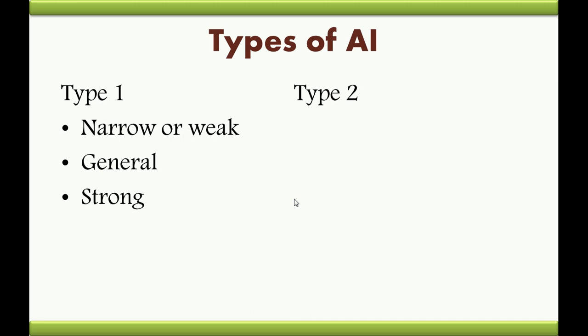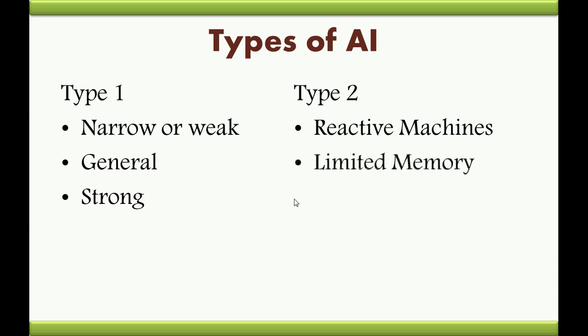Next, let's move on to type 2 AI. Type 2 AI are classified based on their functionality. First is reactive machines. These AI are basic types. They do not store any information. They just react to the current scenario. Next is limited memory. These type of AI can store the past experience for a short period of time, like self-driving cars that store the speed of nearby cars, the distance of other cars, and the navigation.